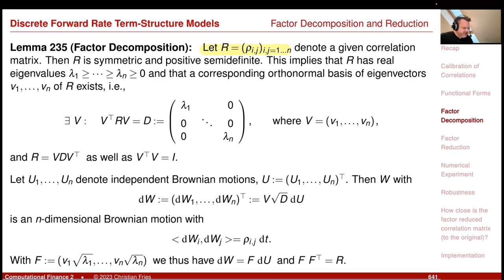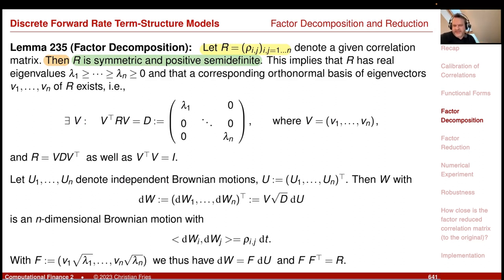So first observation: if R is a correlation matrix, then R is symmetric and positive semi-definite. There is the "then" here, because this is a part that maybe I have to prove. That it is symmetric is obvious, but that it is positive semi-definite, maybe I have to prove this.